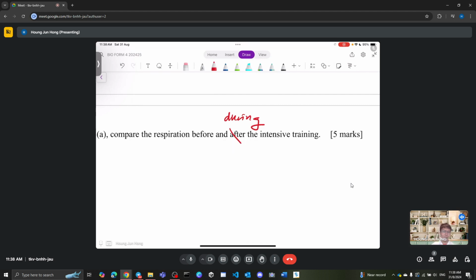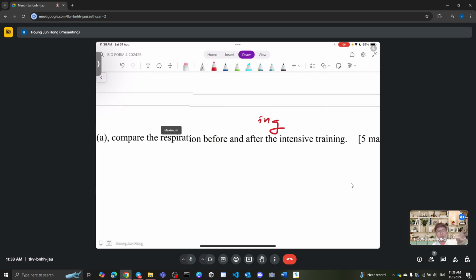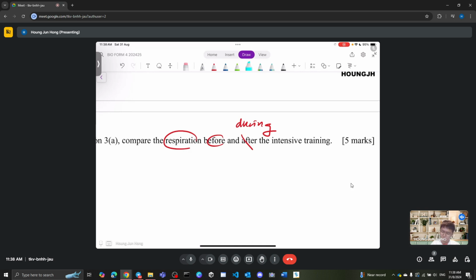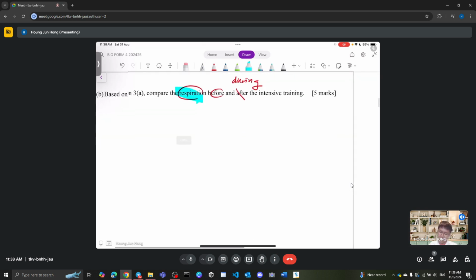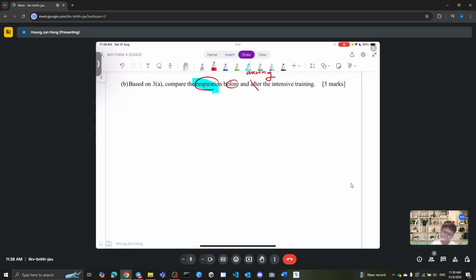So basically, what happened over here is that they want you to compare the respiration before you do something very hectic, very tiring, compared to after. So I think you can see already, what kind of respiration can we compare? It's only always about aerobic and fermentation. That's why it's essentially just about aerobic and fermentation. Okay, so I will do it like this.